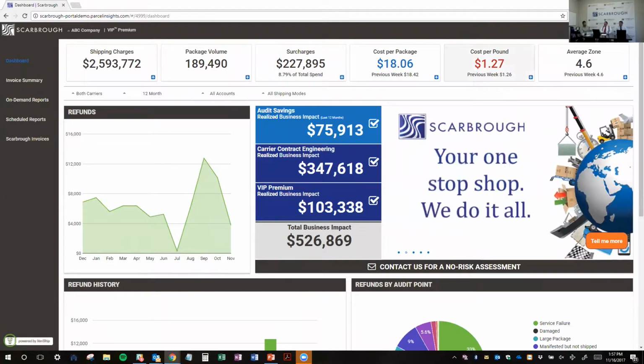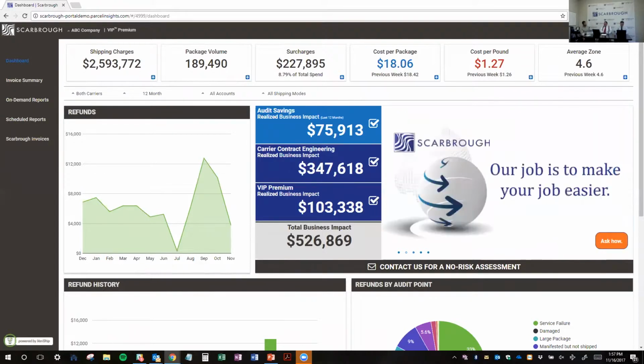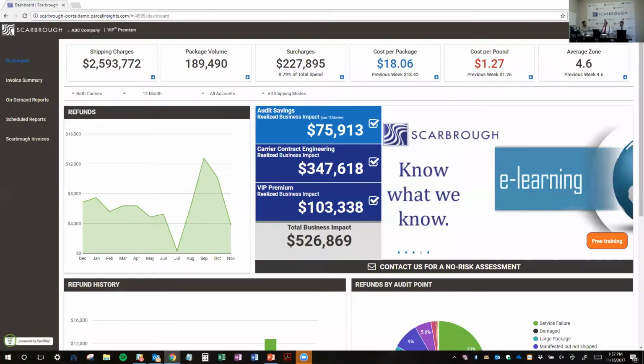Cost per package and cost per pound, the colors there, those are going to change on a weekly basis. Red is bad, blue is good. So the reason it's red is because it went up. You can see the previous week it was $1.26. This week it's $1.27.